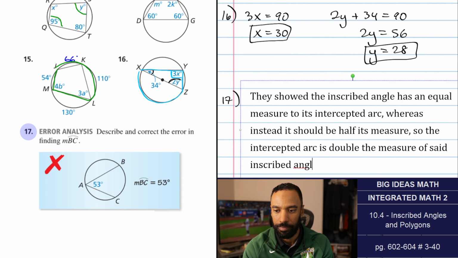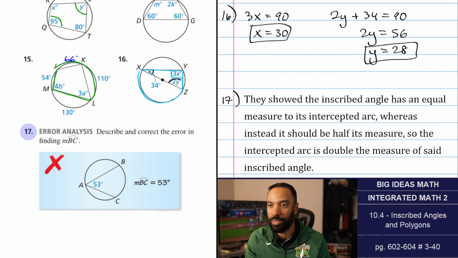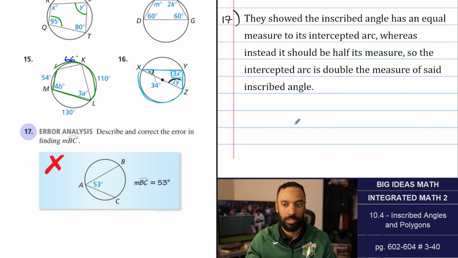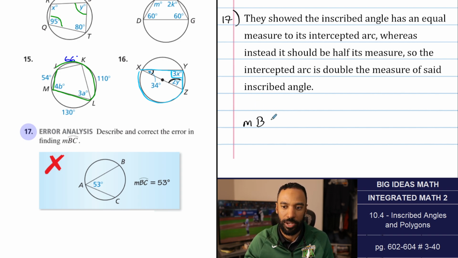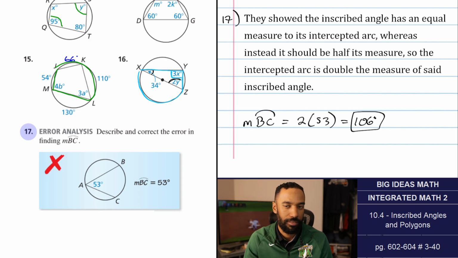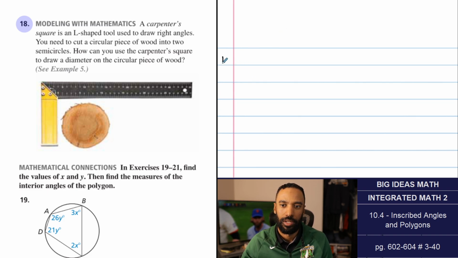Now, once again, there is an equal intercepted arc, but not with the inscribed angle, but the central angle. It looks like they haven't really referred to central angles here because that was from a previous section, although they could bring it up. So what is the measure of arc BC? Let's correct it. We should be doing double 53. That's 106 degrees. So that would be the answer to 17. Kind of things we've already done, but we had to actually state their issue.